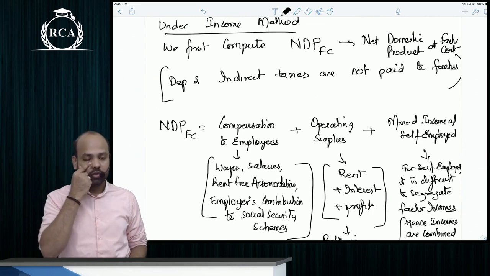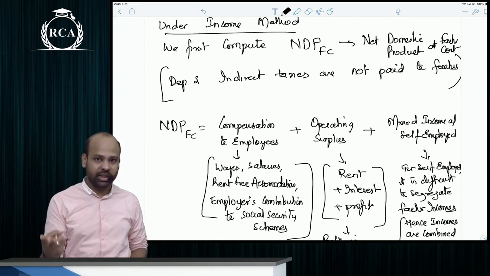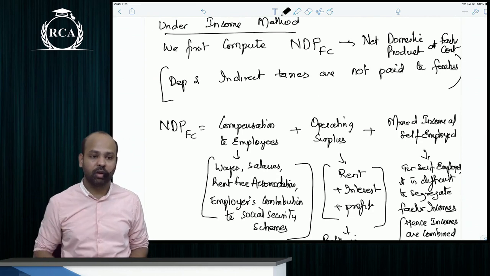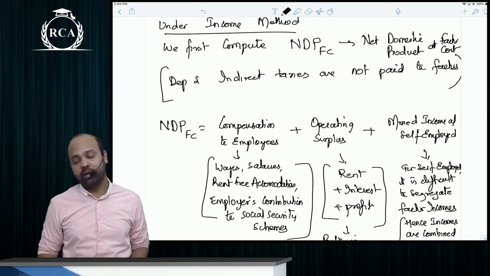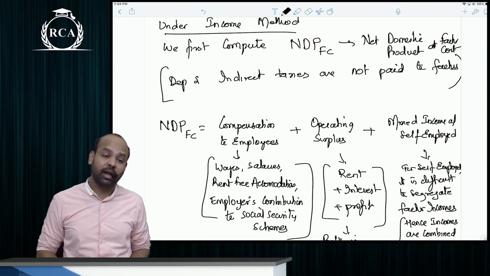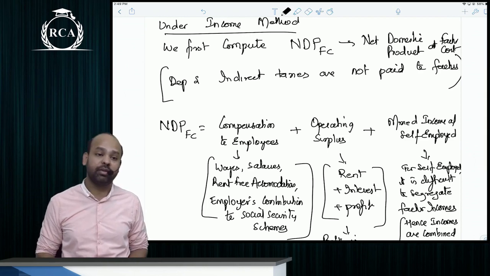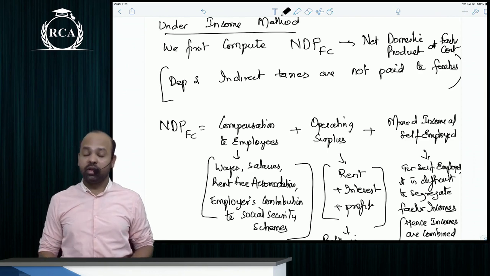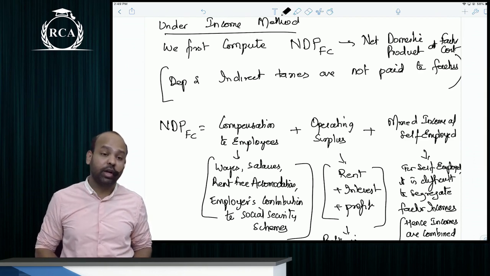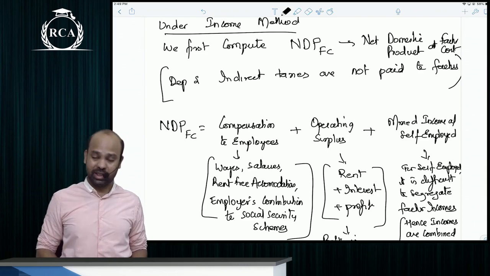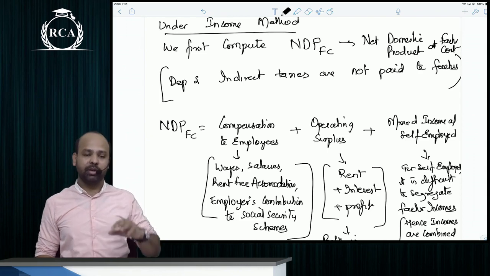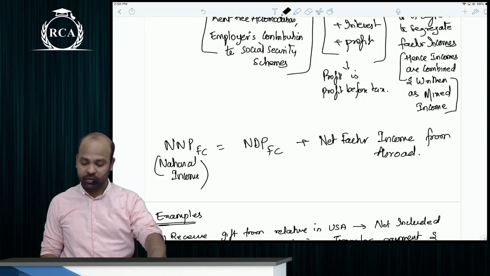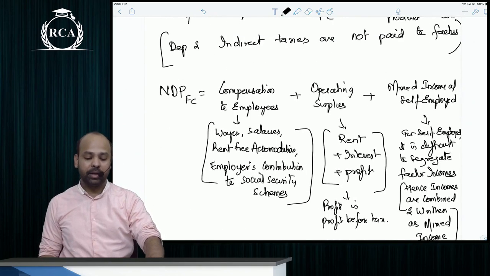factor cost. So we write compensation to employees in the form of wages and salaries, rent-free accommodation, employers' contribution to social security schemes. Then we add operating surplus, that will be rent, interest and profit. And then we take mixed income of self-employed. Sir, what is mixed income of self-employed? It is difficult to segregate, for the self-employed, how much is the labor component and how much is the capital component. That is why we simply write mixed income of self-employed. Okay sir. So this is your NDP at factor cost.